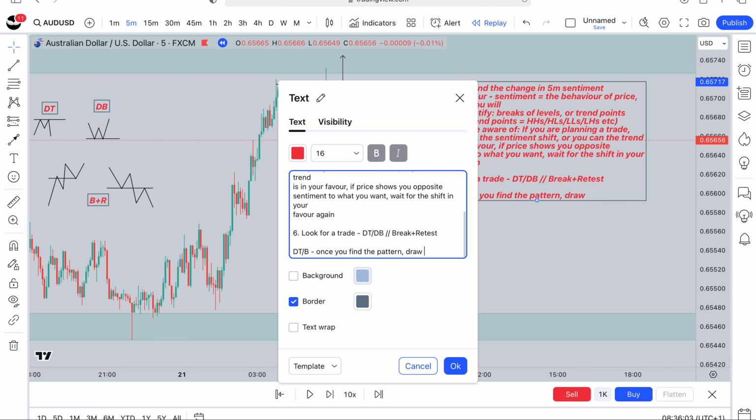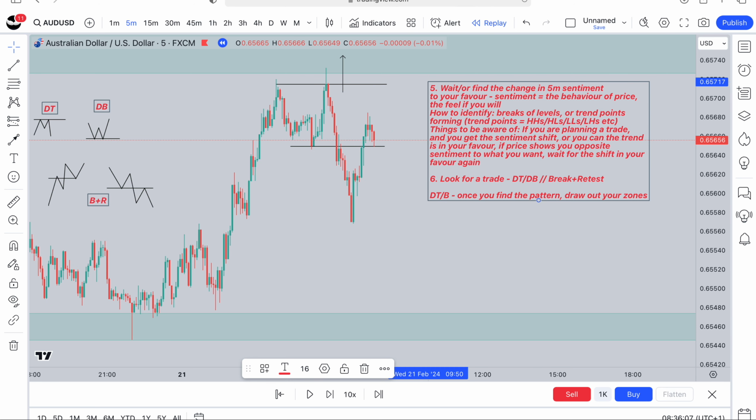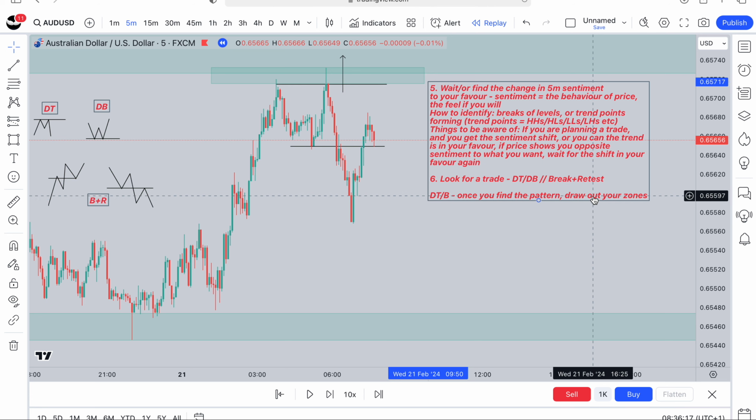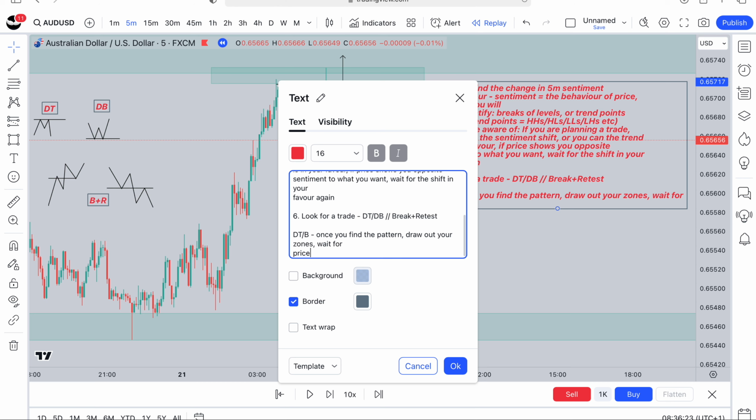Here we go. Draw out your zones, okay? So if you're planning a double top or a double bottom, if this was the level you're planning, you're going to do the exact same thing, wicks to the bodies, and that's it. And then you're going to wait for price to enter and reject the zone.